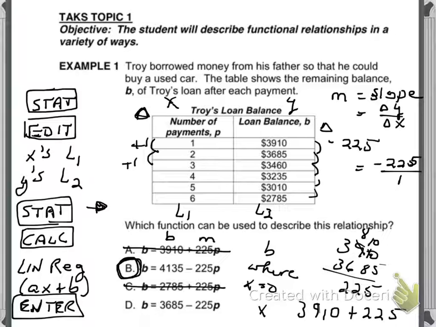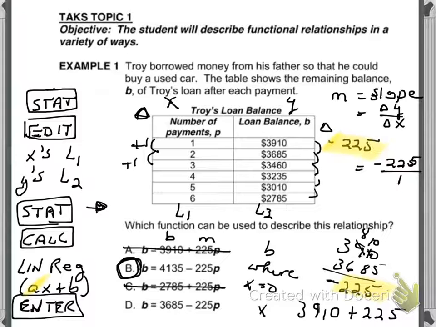So let me highlight some things here. A, when you find it, is going to be your 225. That's going to be your slope. Should be actually negative 225. Okay. So it's going to be negative 225. And your B is going to be the y-intercept, which is the 4135. And we were able to calculate that.